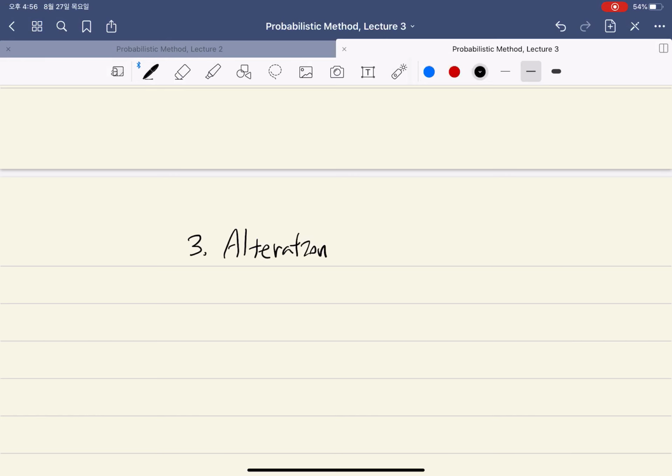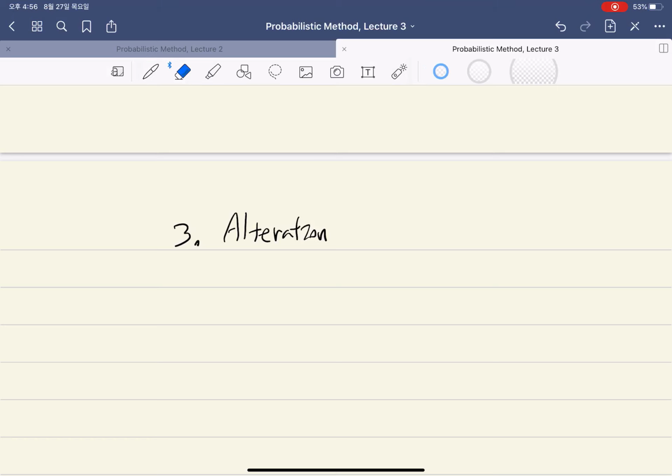So now we want to consider the alteration method. So, third chapter.